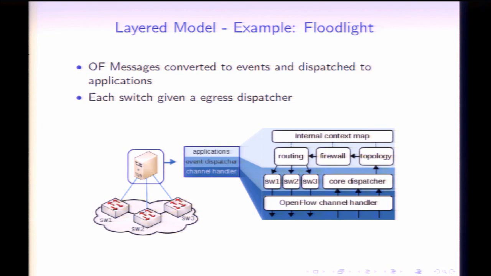which take the form of these different representations of the various network elements that the controller finds. In this case, this controller is connected to these 3 switches, so it would have 3 of these egress dispatch entities. So switch 1, switch 2, and switch 3 over there.